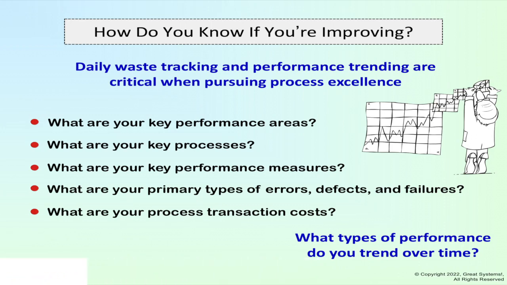How do you know if you're improving? Daily waste tracking and performance trending are critical when pursuing process excellence. What are your key performance areas? What are your key processes? What are your key performance measures? What are your primary types of errors, defects, and failures? What are your process transaction costs? What type of performance do you trend over time?